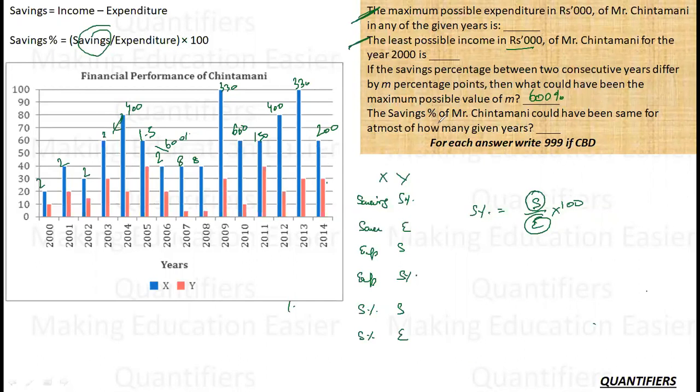Last one. The saving percentage for Mr. Chintamani could have been the same for at most how many years? So if I use this data only, because in this I can see the maximum similarities 1, 2, 3, 4, 5, and 6. So there are 6 years out of the given time period, which we can have. Nowhere else we will have it again.